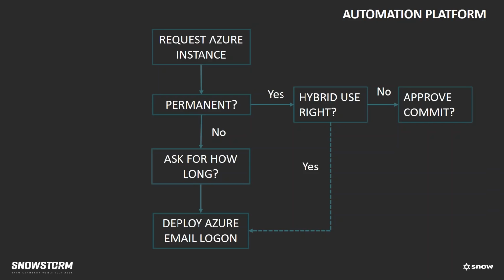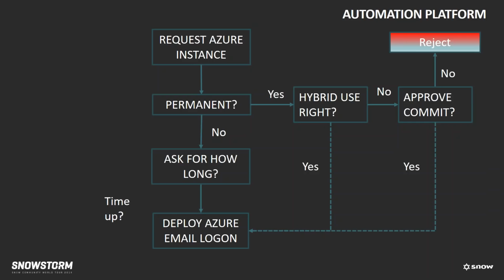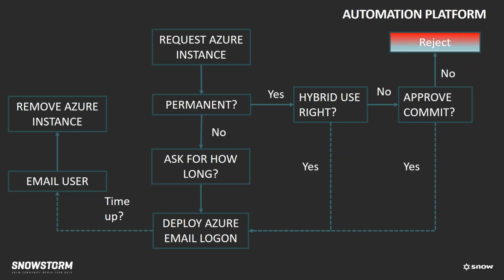If there's no hybrid use right and it's permanent infrastructure, then that really needs approval because you're committing up front to multiple years of spend. If the time's up on a temporary one, Snow can just email the user and remove that instance. So you're really controlling the spend in a way that just isn't happening at the moment.